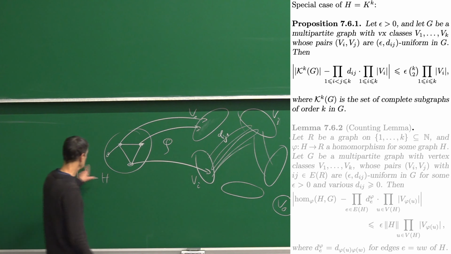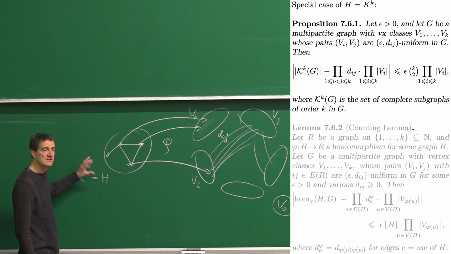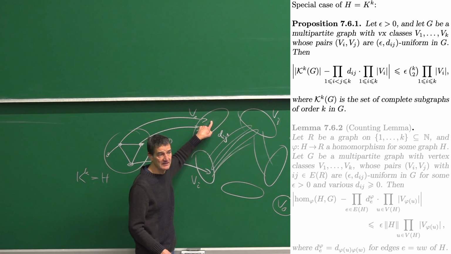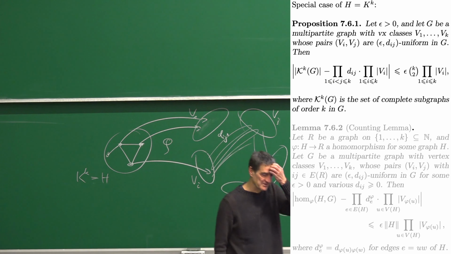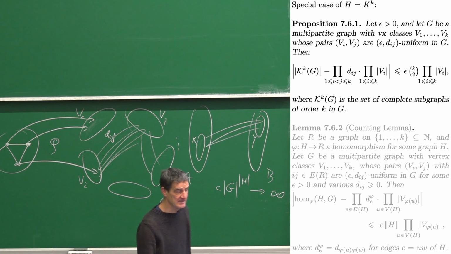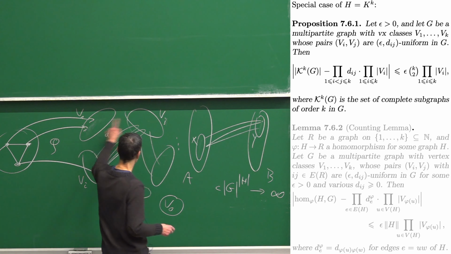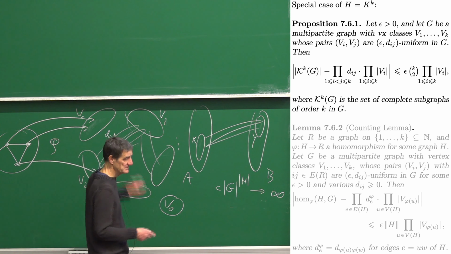I'm not counting homomorphisms that come from permuting the vertices here and thereby mapping different vertices of H to V1, say. We're not counting those right now. We will be counting those later. So here, let's just count the complete subgraphs of order k in G. And we get those by choosing one vertex from each class. Otherwise, we couldn't get a complete subgraph because the classes may be empty.